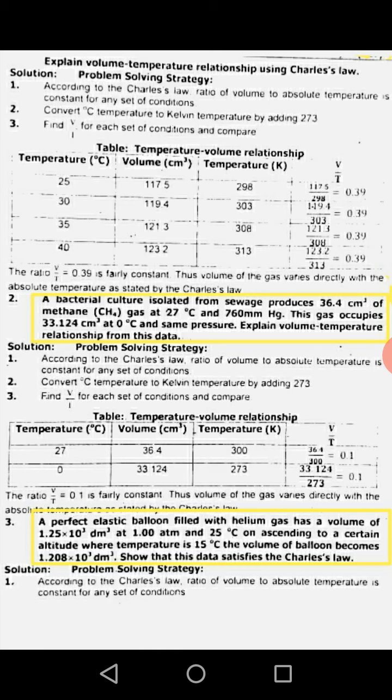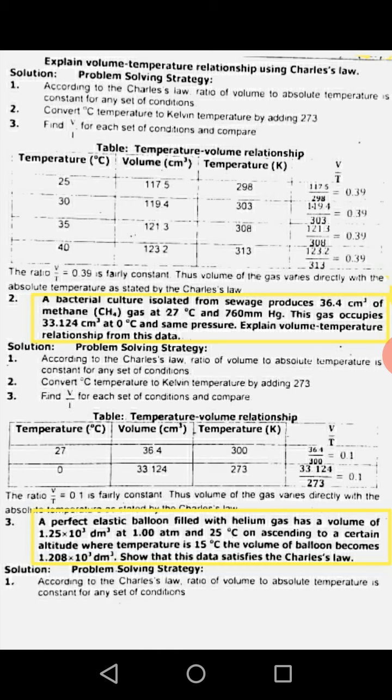Now, step number 2 is to convert the value of temperature given in degrees to Kelvin temperature by adding the value 273. And step 3, the final step, is we have to find the ratio between the volume and temperature by dividing the volume by temperature for each set of conditions and compare.